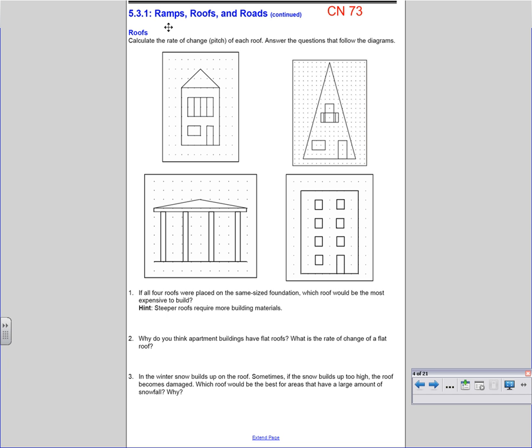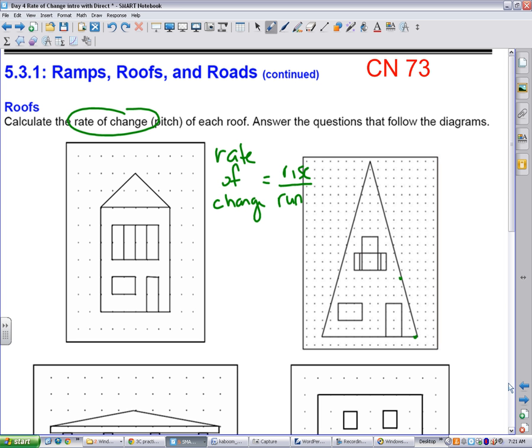Switching then to our course notes. Course note 73 is asking you to calculate the rate of change of these roofs. So we need to remember that rate of change is the rise over the run. And I'm going to pick points on the grid lines. So let's see, that one is definitely on there, and it looks like this one is as well. I'll zoom in here to be totally sure. And I have gone here and here. There's my rise value. There's my run value.